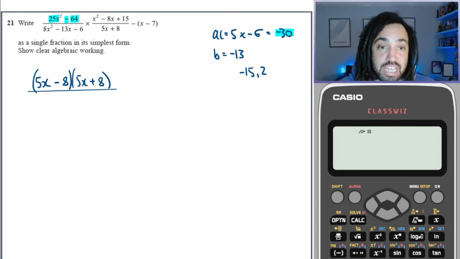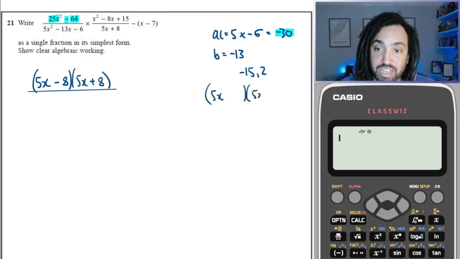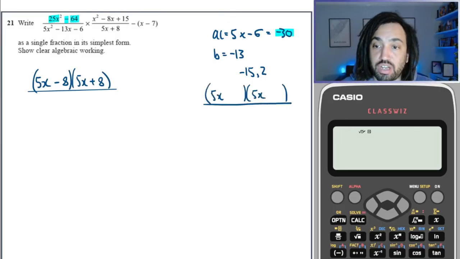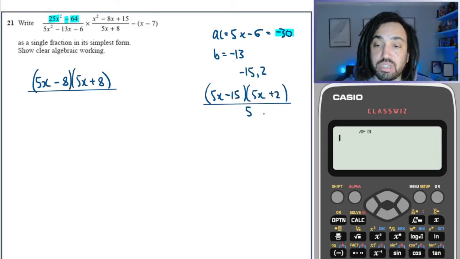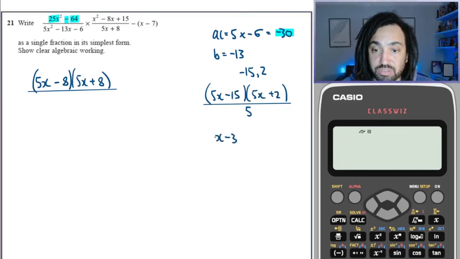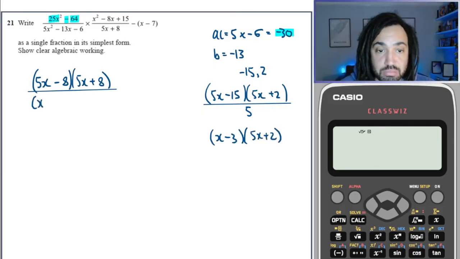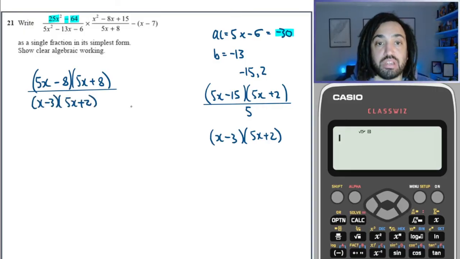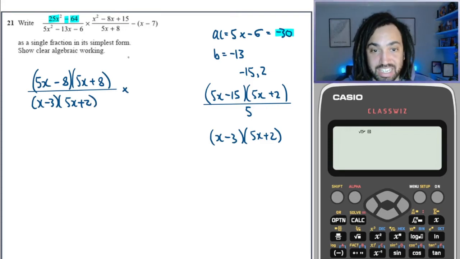Now because the a term is 5, I write 5x all over 5, and I put those two numbers in, minus 15 plus 2, and then I divide by 5, and I can do that by just dividing this one bracket here by 5, and that will divide the whole thing by 5. So that goes on the bottom. X minus 3, 5x plus 2. Perfect. And then we are multiplying by this bracket here.